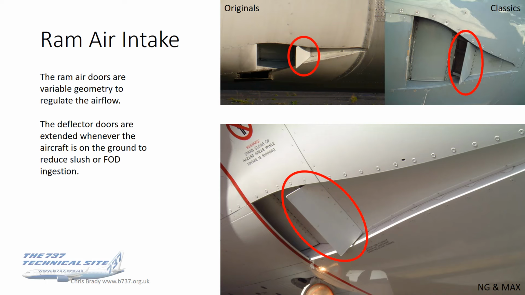The deflector doors are something different. They don't actually affect the air intake greatly. Their primary function is simply to reduce any, well, the FCOMs actually say slush ingestion, but it's also any FOD, any foreign object damage ingestion, whatever it might be, any bits and pieces. We don't want those flowing into this ram air intake, and that's what the deflector doors do.